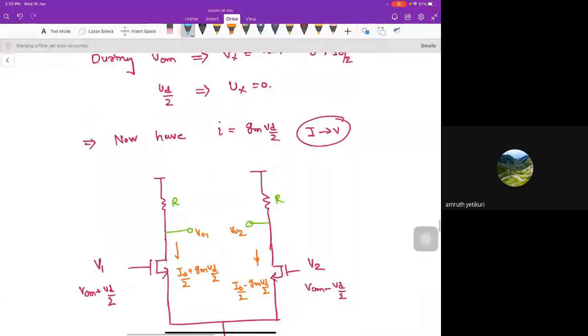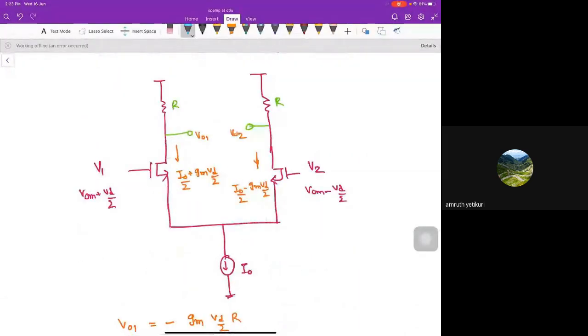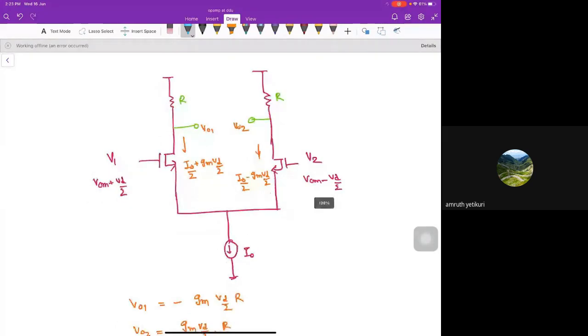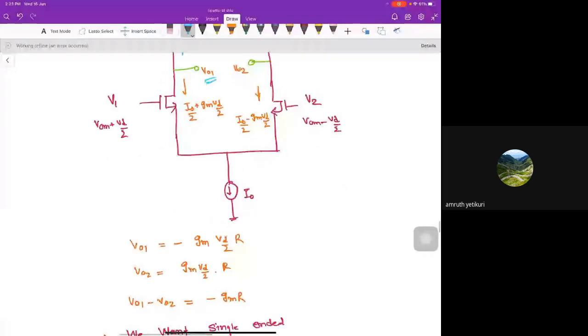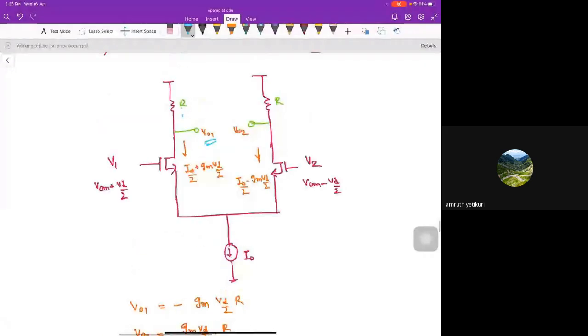Now, what do we need here? We need a single-ended output. But let's see, slowly, let's connect the resistor here. If we connect the resistor, the Gm Vd by 2 current goes through it, so we get V output 1 equal to Gm Vd by 2 into R. Here V output 2 we get the same, Gm Vd by 2 into R. So finally V output 1 minus V output 2 is minus Gm into R.